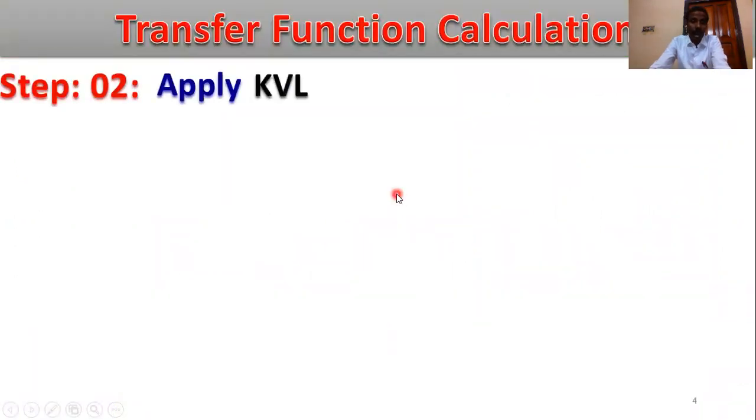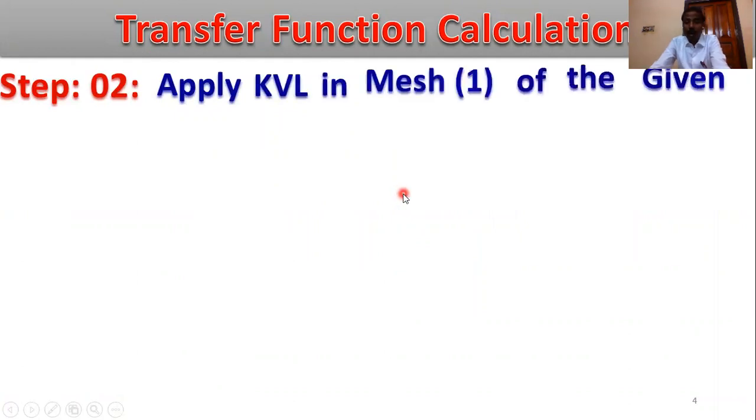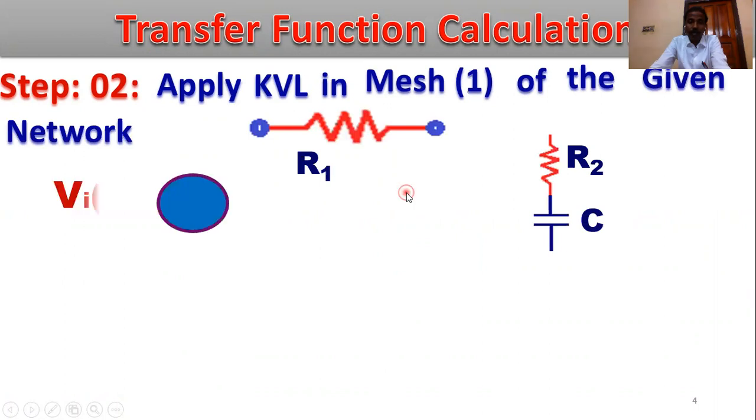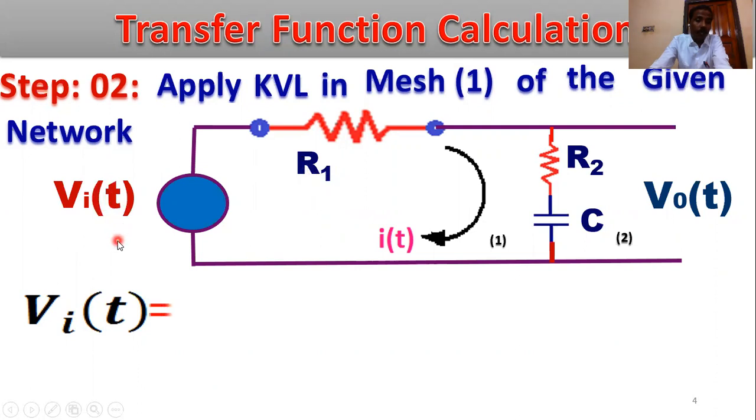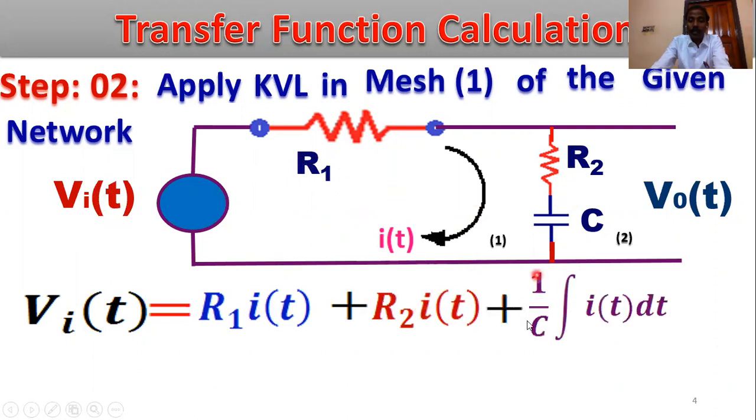Then apply KVL in mesh 1 of the given network: R1 resistance, R2 resistance, capacitance C, input voltage Vi(t), and output voltage V0(t). This is the loop current i(t), this is mesh 1 and this is mesh 2. Then the input voltage Vi(t) equals the drop across R1, R1 times i(t), plus R2 times i(t), plus for the capacitance, 1/C times the integral of i(t) dt. This is equation number 1.